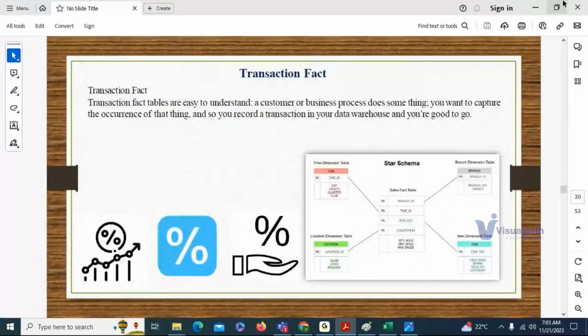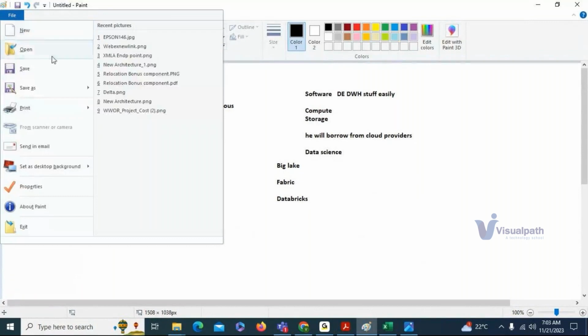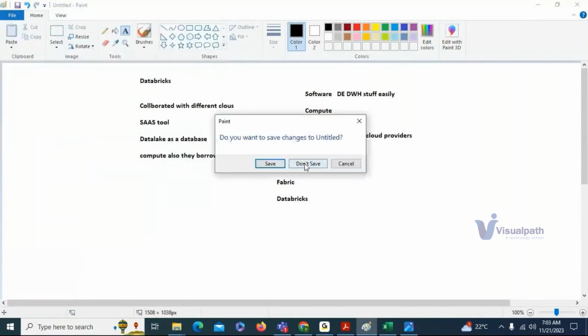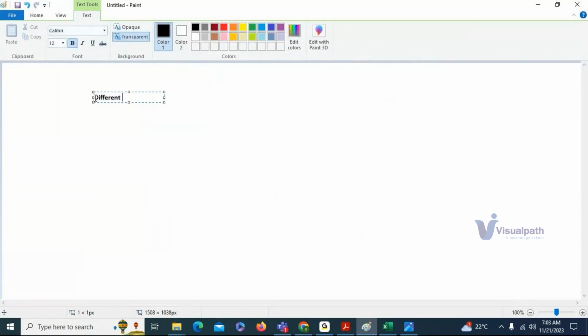There is one more thing that I wanted to cover, which is different dimension types. So I'll just cover different types of dimensions. Whenever we create a dimension table, let's say a date dimension, this date dimension can be used in any fact table.